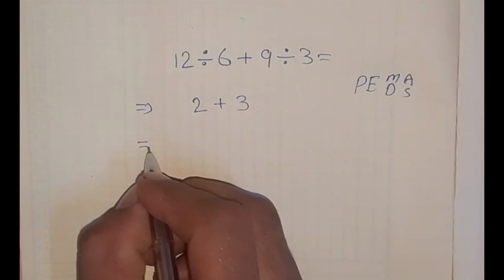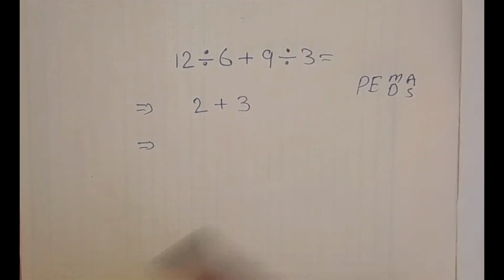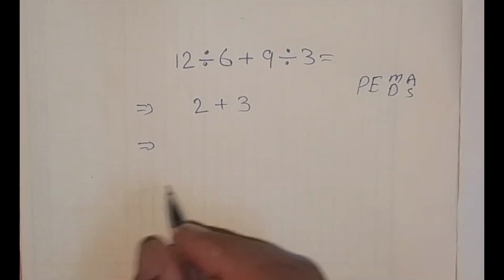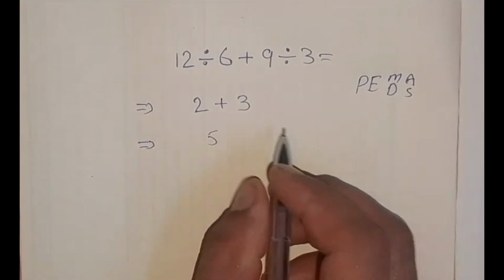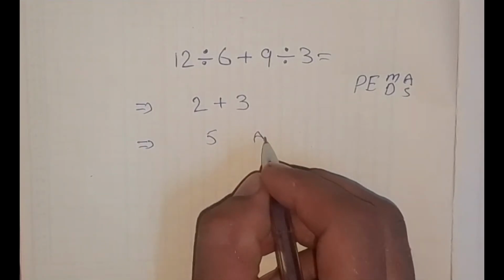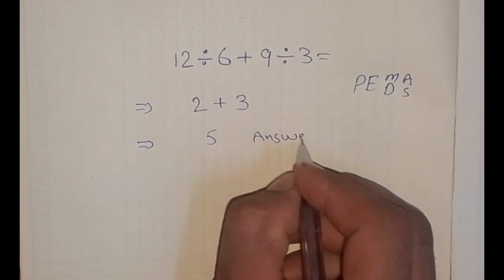Now we solve addition. 2 plus 3 gives us 5. The answer is 5.